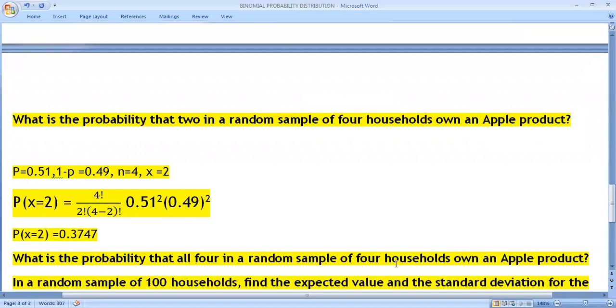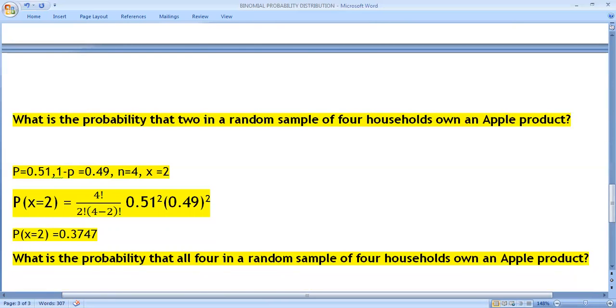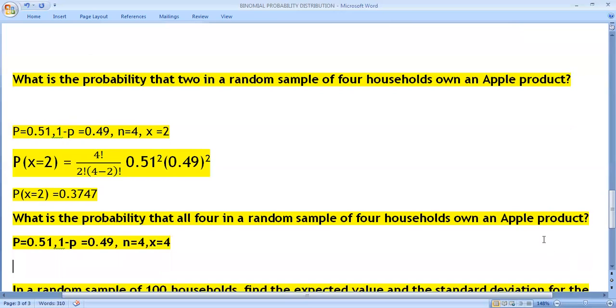What is the probability that all the 4 in a random sample of 4 own an Apple product? In this case, the probability of success remains 0.51 because it is the same on all trials. Your probability of failure still is the same, that is 0.49, and the number of trials equals 4, x, the number of observed outcomes, equals 4, because they are telling us that all the 4 in a random sample of 4 households own an Apple product.